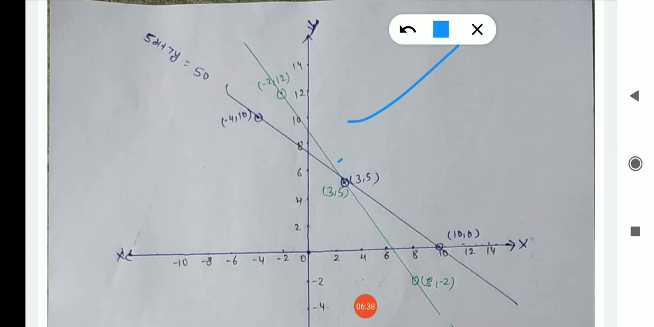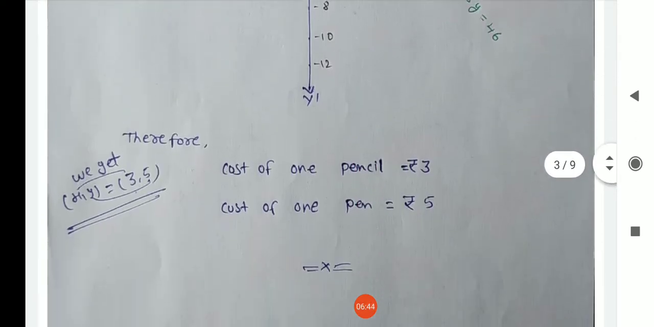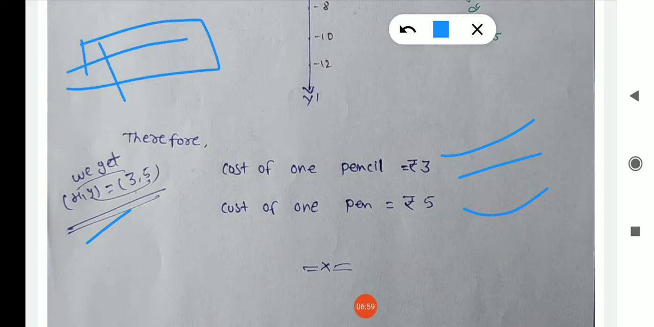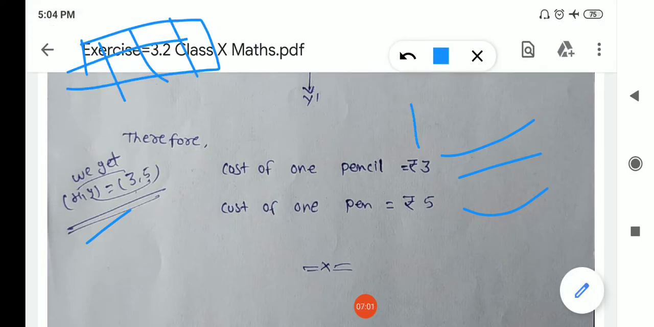Here 3 and 5 are the intersection of the two lines. So 3, 5 are our points. So therefore we get x, y = 3, 5. So the cost of one pencil is, we take x. So x is 3, and the cost of one pen is 5 rupees. Okay, here you draw this table first with the help of these points, both tables. Okay, then draw the following graph.